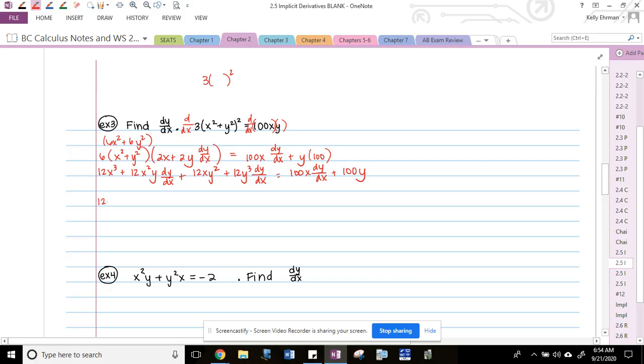Let's get our dy/dx's on the same side, and our non-dy/dx's on the right side. So we had 100y, subtract 12x to the third, subtract 12xy squared. Factor out a dy/dx and go ahead and divide by what you factored out.